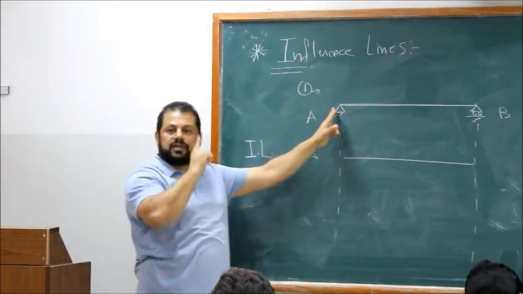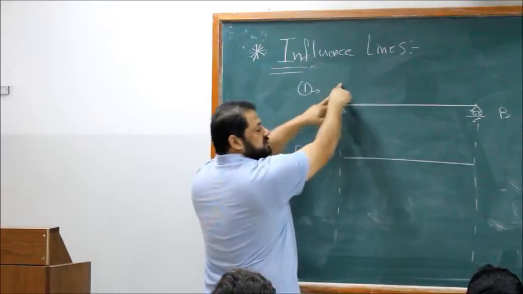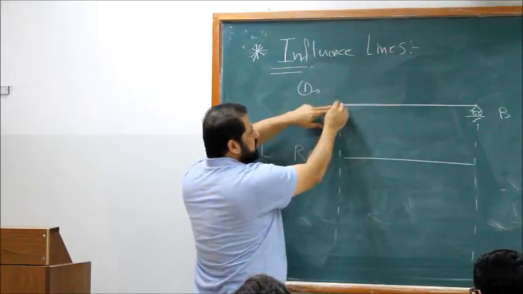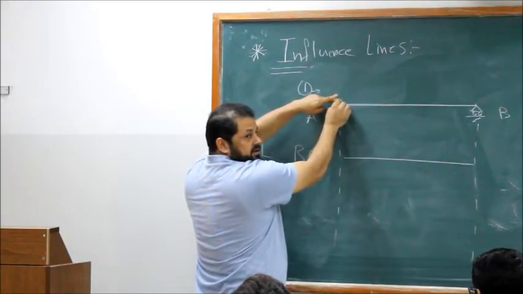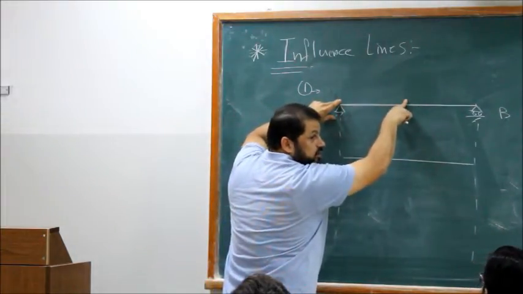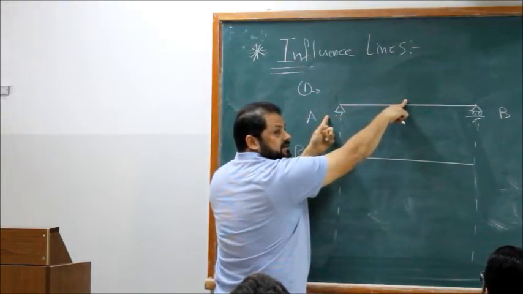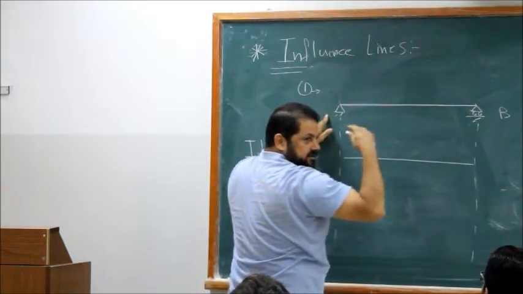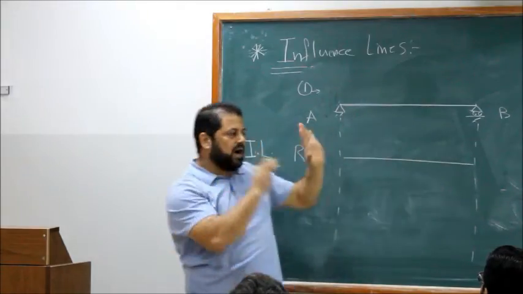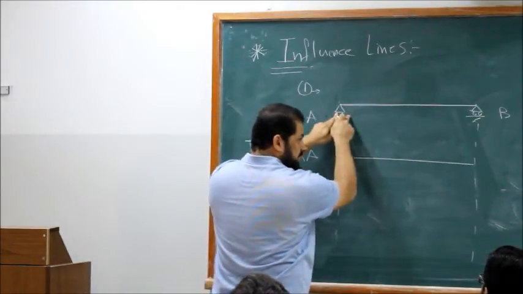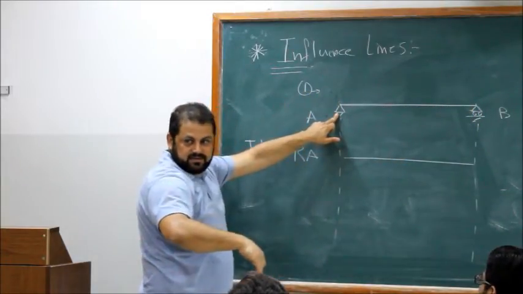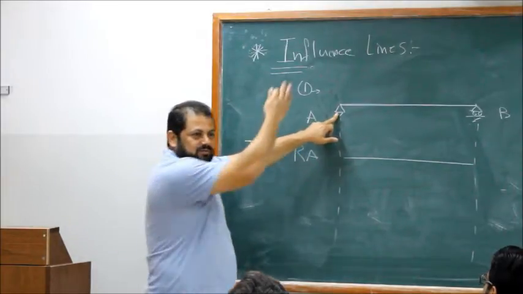So you place the unit load at a position. Each position or each location, you calculate the influence. So when the unit load is right here, 1. You are calculating this, which is 1. When the unit load is here, you are calculating the reaction here. So usually people get confused. When the unit load is here, they calculate something here. So you are looking at 1 point as the unit load is moving. Everybody in this class passed Structure Analysis 1. It means you know influence line.